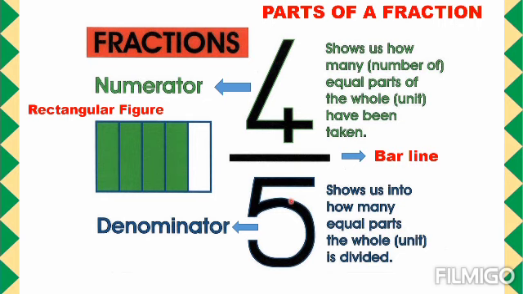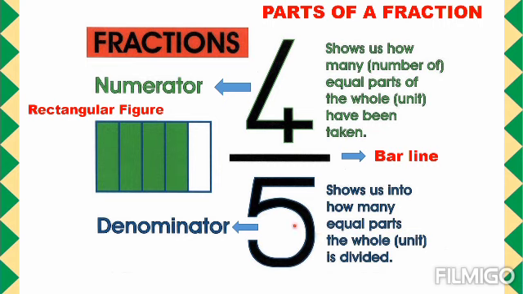And here we have the number below. This is 5, and this 5 is called the denominator. The denominator shows us into how many equal parts the whole is divided. So we have here the rectangular figure, and it is divided into 5 equal parts. So we have here 1, 2, 3, 4, and 5. So meaning to say our denominator, which is 5, is correct.